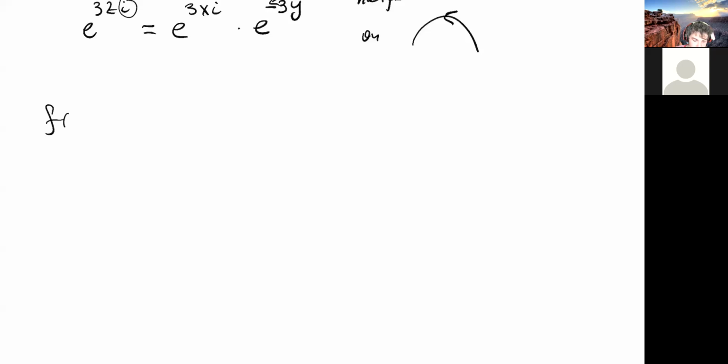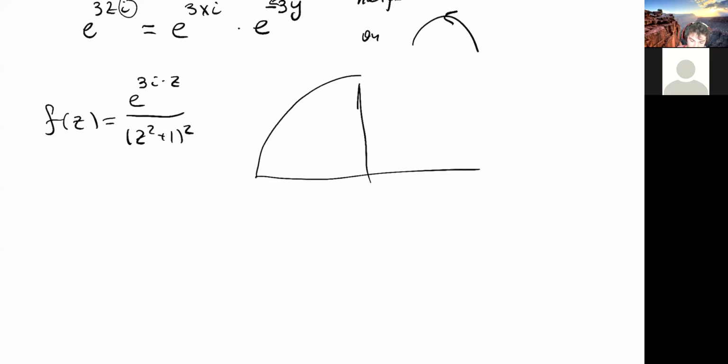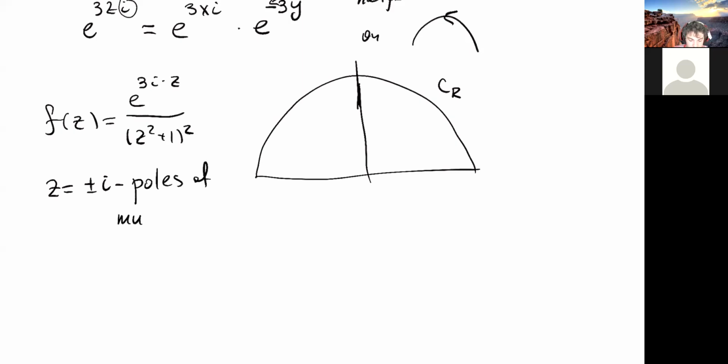So let's go back to our example. We have this f of z equals e to the 3iz divided by z squared plus 1, squared. We're integrating it over this contour C_R, and this contour has only one pole. So f has two poles, z equal to plus or minus i. These are poles of multiplicity 2. But minus i is not inside the contour. So only i is inside, somewhere here.